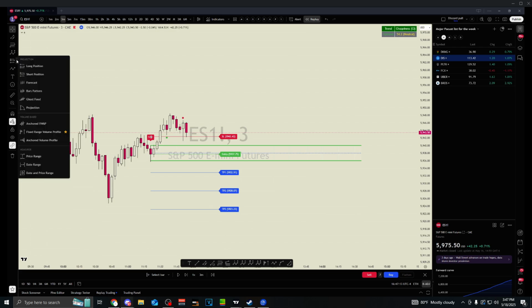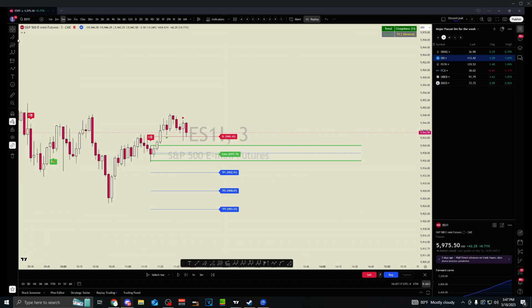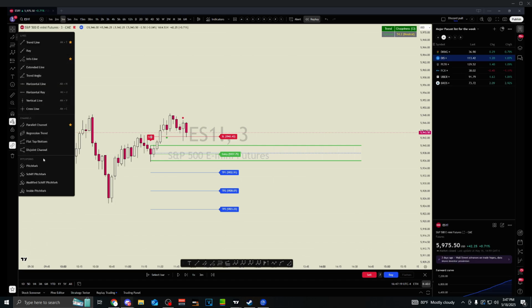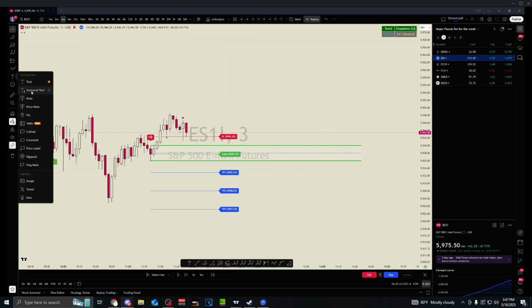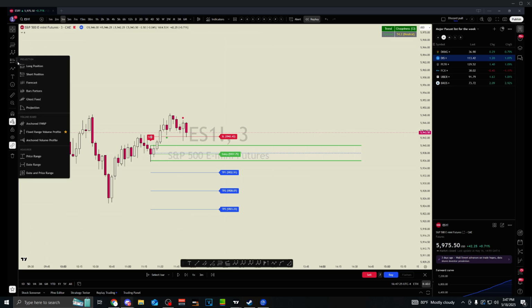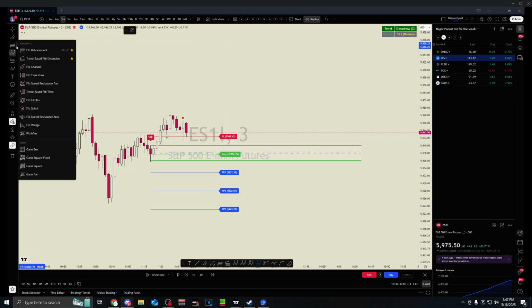Oh my god, wait, I'm not finding it. There is a rectangle somewhere. Oh, that's not the price level. Not this one.